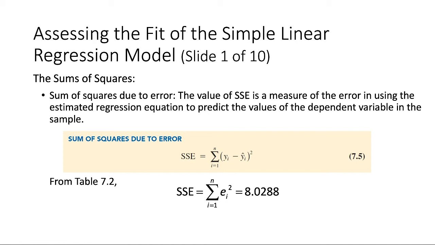After computing and squaring the residual for each driving assignment in the sample, we sum them to obtain the sum of squares due to error. Therefore, we measure the error in using the estimated regression equation to predict the travel time for a driving assignment in the sample.